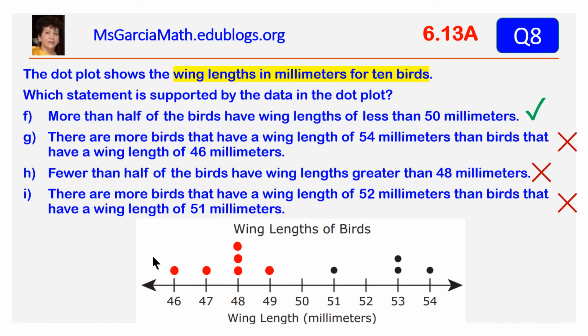A dot plot is a graphical display of data using dots. You place a dot above a number on a number line to represent one data point. The answer is F, because 6 birds have wing lengths of less than 50 millimeters.